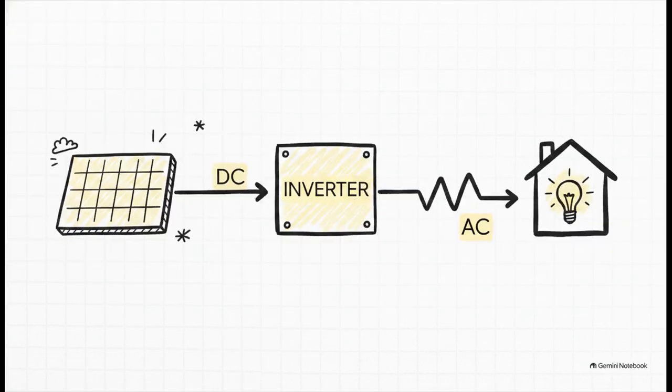But there is a catch. The electricity coming right out of the panel is direct current, or DC power. Now, your household appliances and the electrical grid, they run on alternating current, or AC. Because of this, the direct current produced by the sunlight has to pass through a device called an inverter. This seamlessly translates it into usable AC power for your everyday life.